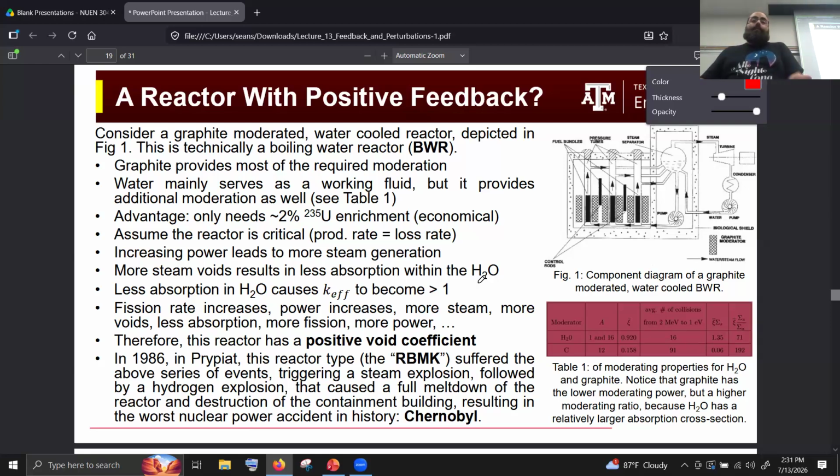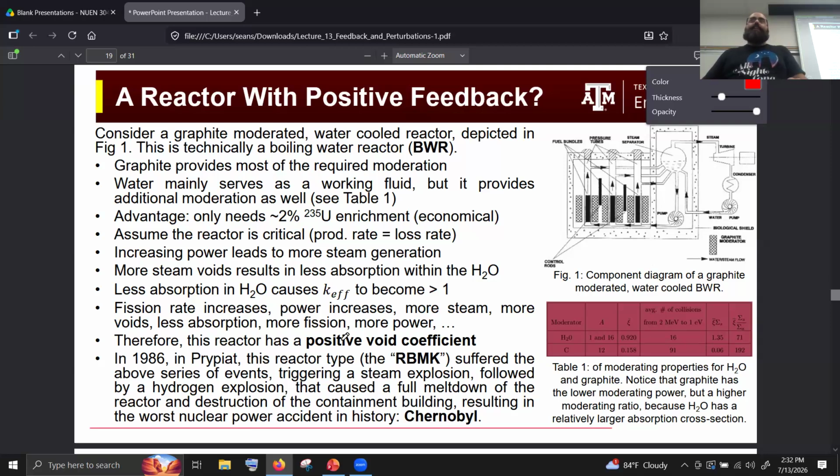It goes supercritical. And if my reaction rates for fission go up because I'm now supercritical, that means my power is going to increase more, which means my steam is going to increase more, so I get more voids and less absorption, and then more fission, and then more power. And that cycle is going to continue indefinitely. So this is an example of a reactor that has a positive void coefficient. And the reactor that this is talking about is the RBMK reactor.